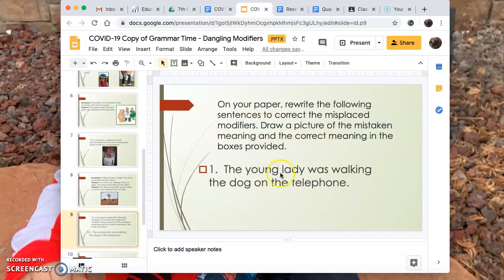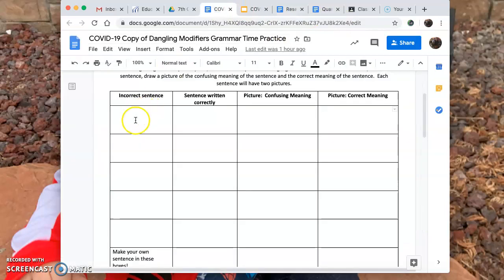So the young lady was walking the dog on the telephone. So let's copy that here. The young lady was walking the dog on the telephone. Okay. Now clearly this indicates that this young lady was walking, who was on the telephone?